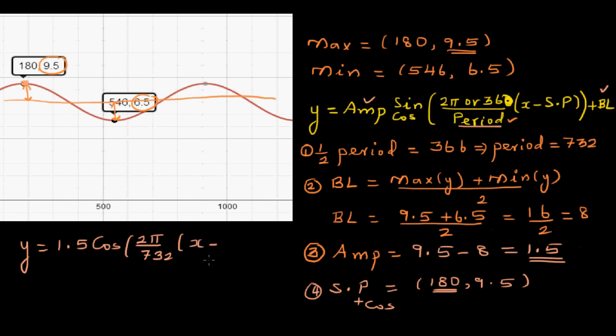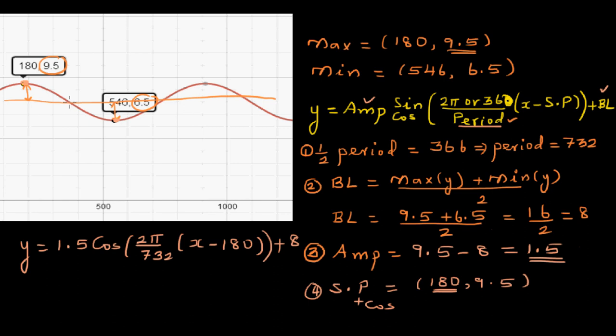You're starting at 180, so minus 180, close the bracket, plus the baseline. The baseline is 8. Okay, or if you're starting at this minimum, it is a negative cos graph. So let's confirm this, and then from here it will be a negative cos graph.